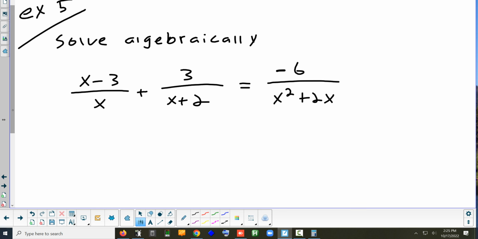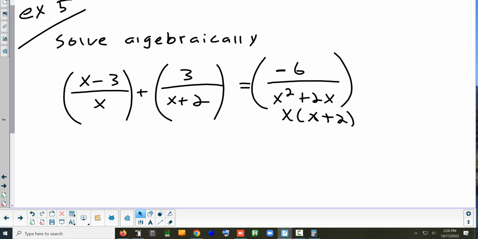So solve algebraically. Now, I want to look at that first and see, does it have the same pattern as last time? Is denominator 1 times denominator 2 equal to denominator 3? Yes, it is. This is x times x plus 2. That doesn't have to always happen, but it will always happen in the problems that I give you. Okay, so make 3 sets of parentheses.